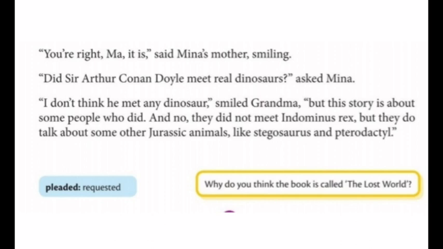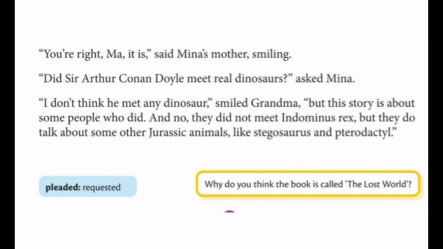Here, in the last class, we discussed a book. The name of the book was The Lost World and it was a favorite book of Mina's mother. So here Mina's mother is answering, "You are right, Ma, it is." And she was smiling. Mina was very eager to know more about that book, so she was asking her grandma questions. Did the author really meet a dinosaur in his real life? She wanted to know more about that book and author.